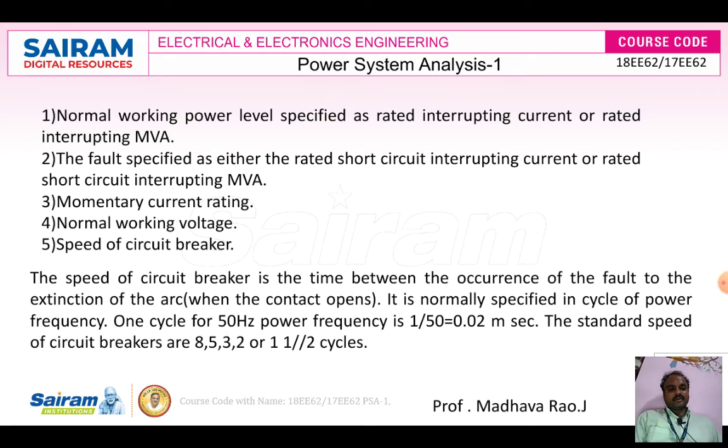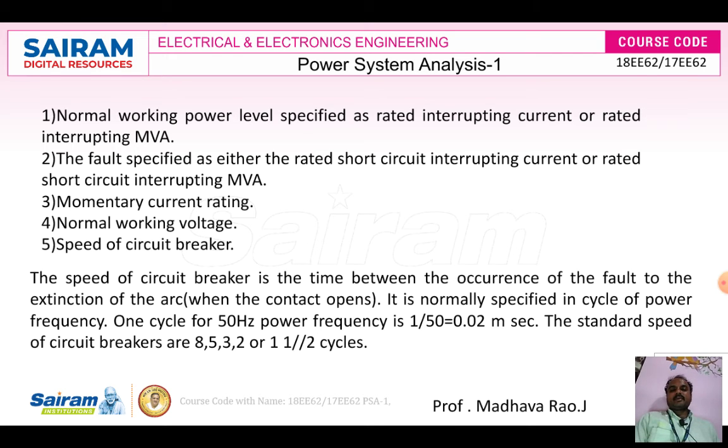Suppose you are using high voltage and extra high voltage applications, the speed of the circuit breaker should be more; time taken for operating should be less, and speed should be more. For low voltage circuits like home appliances, the secondary distribution side, and even agriculture motors, the rating of the circuit breaker is less, but the operating speed also should be more. So those things we have to choose: speed of circuit breaker, normal working voltage, momentary current rating. These are the points while we are choosing the circuit breaker.